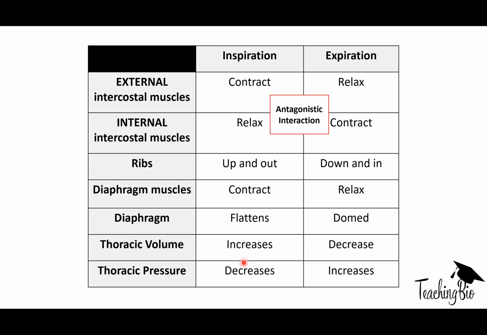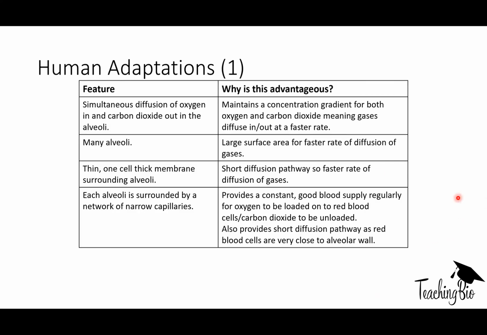So we've got to have this decreased pressure in the thorax so that gases can come in, so they can diffuse down their pressure gradient. By gases in inspiration, obviously I'm talking about oxygen. Whereas here we'll have an increase in thoracic pressure so that we can create a pressure gradient for carbon dioxide to be forced out.